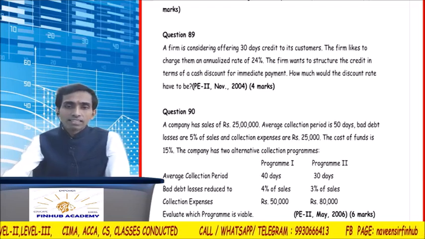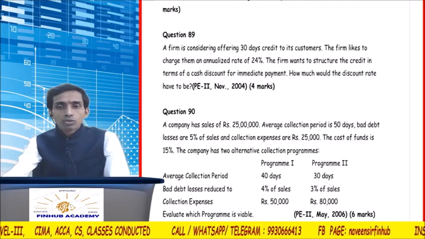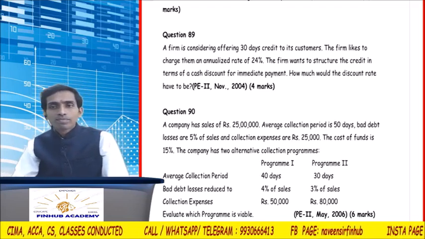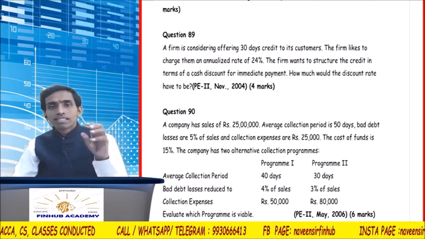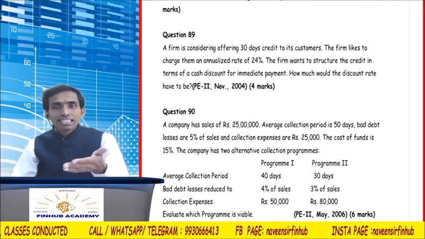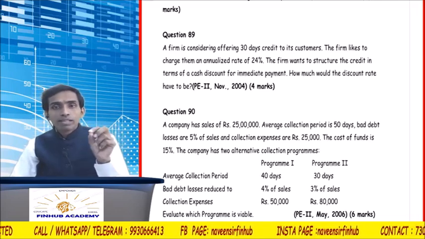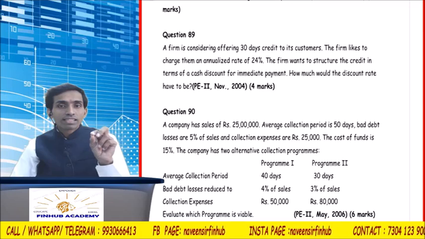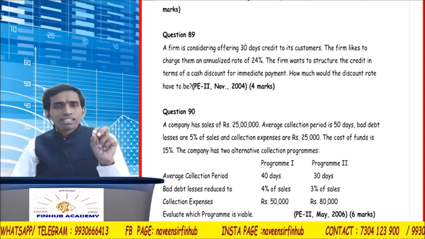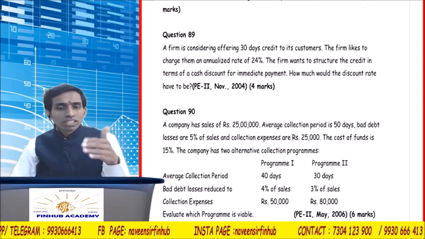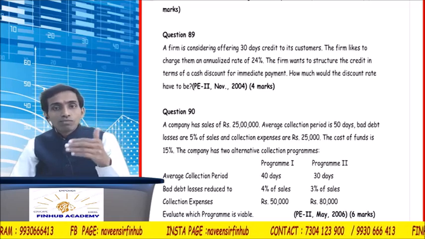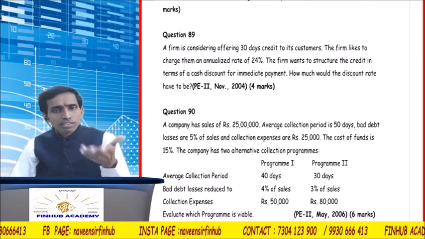Any idea? Can you give me the insights on how to do this? The firm is considering 30 days credit to its customer. Please understand, the firm wants to charge them an annualized rate of 24%. Whenever you give a credit period, obviously you will be charging interest to them.